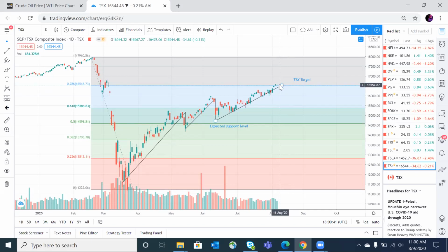The last option is, if it breaks this level, there will be a huge spike, as Vivek correctly mentioned, up to the 17,100 level. So we are talking about 500 points plus in very few days if it breaks this. If it breaks this resistance and gives a closing above 16,600, then the index is clear to move up to 17,100. You can hold on to the stocks if it gives a breakout.